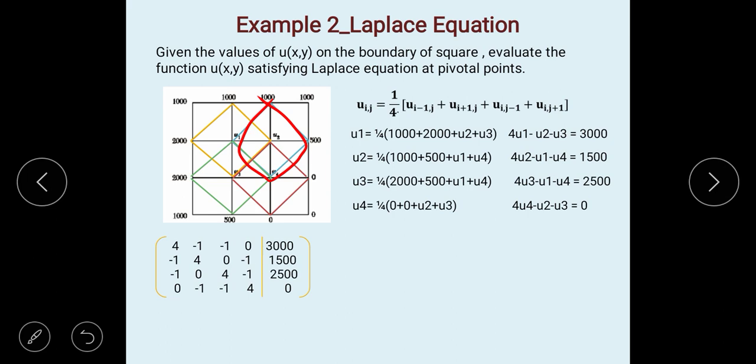Now here I am using an augmented type of matrix. It is only for simplification. I can skip these terms U1, U2, U3, U4. It is a type of augmented matrix, that is 4 by 5. Then you can solve by using the Gauss elimination method or the Gauss-Jordan method.